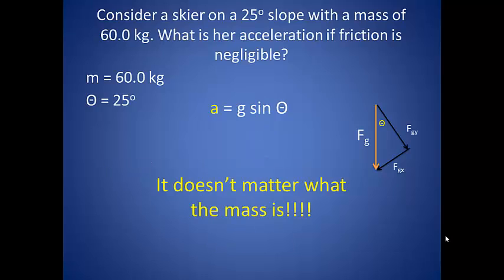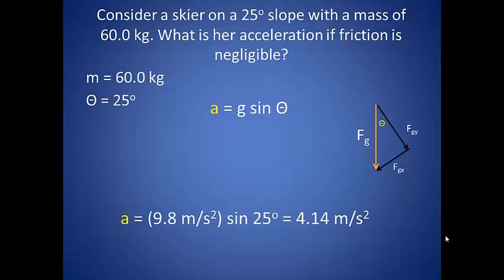So the acceleration of an object down a frictionless slope is equal to the acceleration due to gravity and the sine of the angle. So wait a minute here. Notice that it does not matter what the mass is. The acceleration down a frictionless slope is equal to gravity times the sine of the angle, and it is independent of the mass of the object. So whether you have a mouse accelerating down that slope or a truck accelerating down that slope, the acceleration will be the same. So let's plug in our variables.